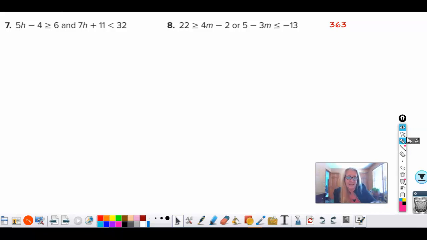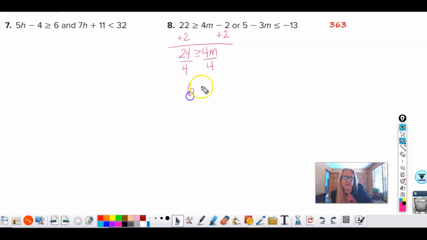So I'm going to do number 8. All right, I want to show you how to do an OR. So we have 22 is greater than or equal to 4m minus 2. First step, we want to get m by itself. So we're going to start off by adding 2 to both sides, which gives us 24 is greater than or equal to 4m. And then we divide both sides by 4, and we get 6 is greater than or equal to m. And then we're going to do the other part of the OR.